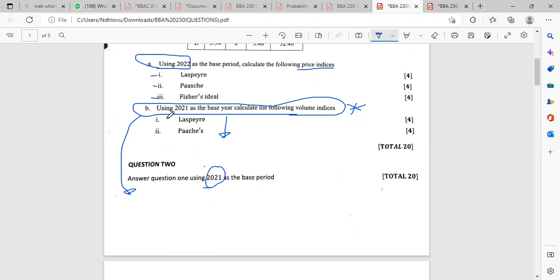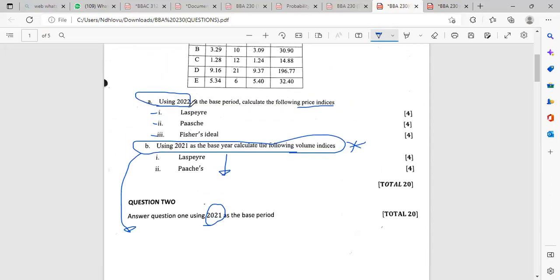Unless this one, they said using 2022 as a base here, meaning we would have done all of it, or this one now, where you are looking at 2021 as a base. So this one would have changed. But since this one has already been sorted out, then we have no option. We can just bring back the answers to question 2 for part B. The part A, we will just do whatever we did here, except that we will change the base from 2022 to 2021. Is that clear? Yes, it is clear.